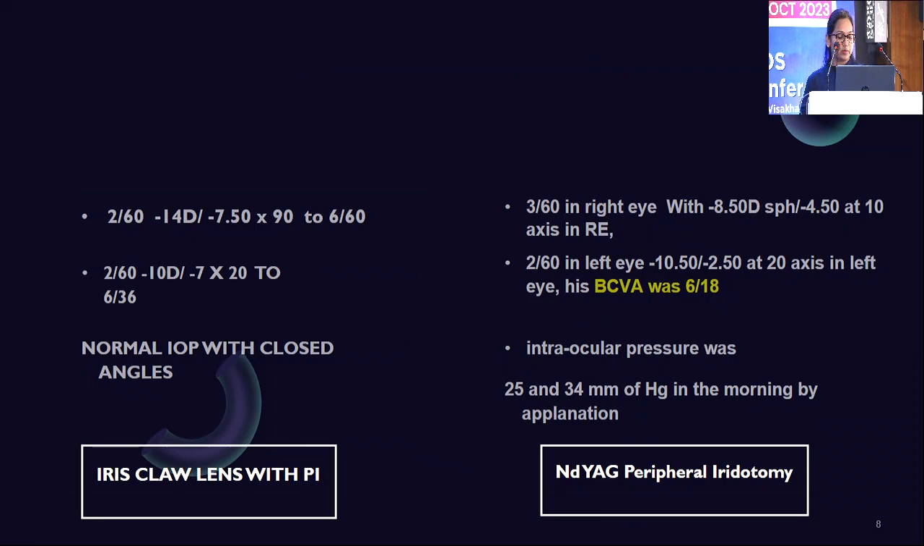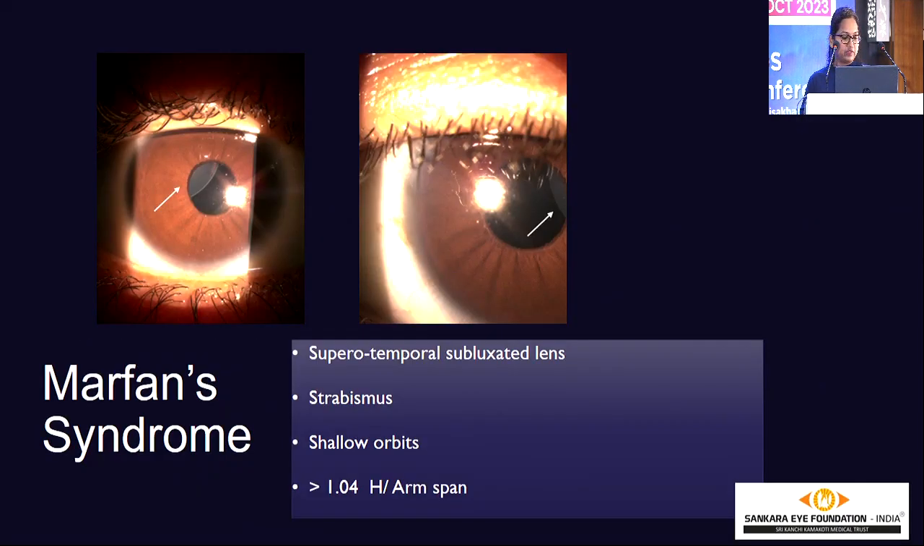And for the management part, for the 30-year-old lady, we went ahead with iris claw lens with peripheral iridotomy. And for the child, his best corrected visual acuity was 6/18 with -10 diopters in both the eyes. And intraocular pressure was 25 and 34 millimeters of mercury. So NDR peripheral iridotomy was advised, but the patient did not come for follow-up.